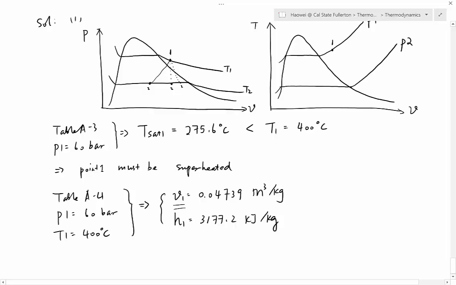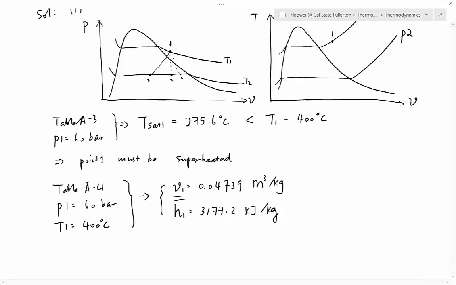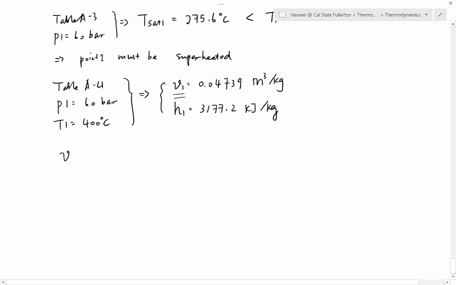What's next? We need to find nu2 and compare nu2 with nu1. How do we look for nu2? Remember, the first step you do is always to identify the phase. And we know point 2 is a mixture. How do we look for nu if you have a mixture? We derived the equation before. Do you remember how to write down this equation? nu2, because point 2 is a mixture, so we have two components. They are nu2F and nu2G, saturated liquid F and saturated vapor G.